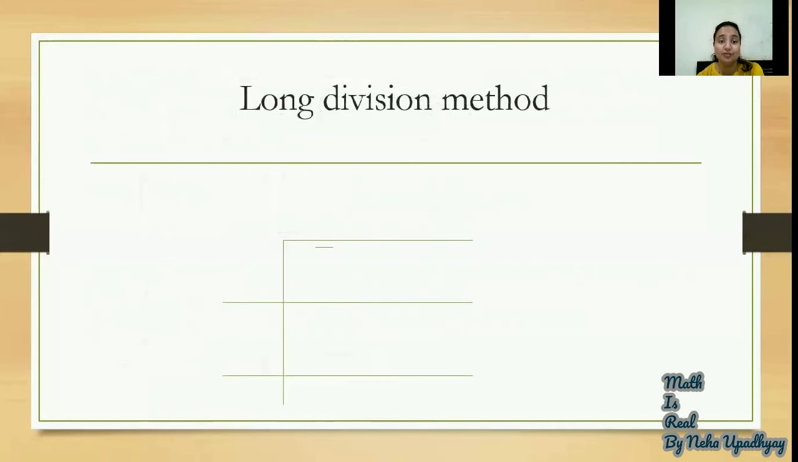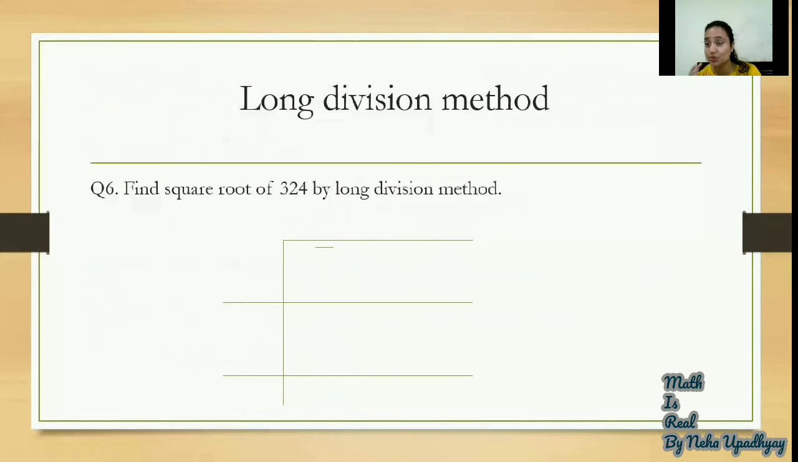Long division method to find the square root of a number. Find the square root of 324 by the long division method. Sometimes we feel scared of it, but if you pay attention here, you will never feel scared with this method. Look here. 324. We make the pairs from the end side, from the ones side. So ones and tens make a pair, but here this number is left alone. So let it be.